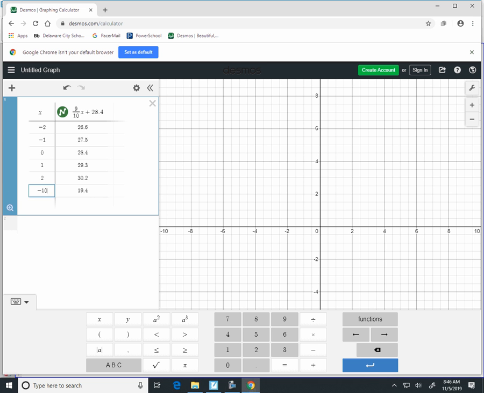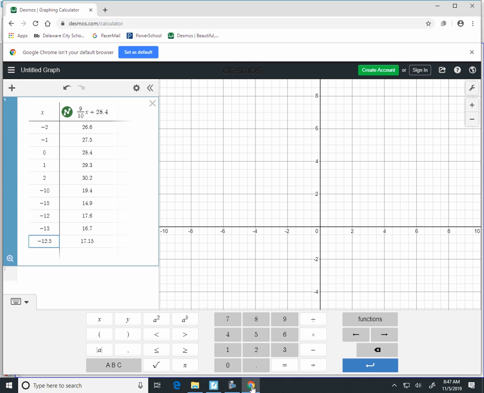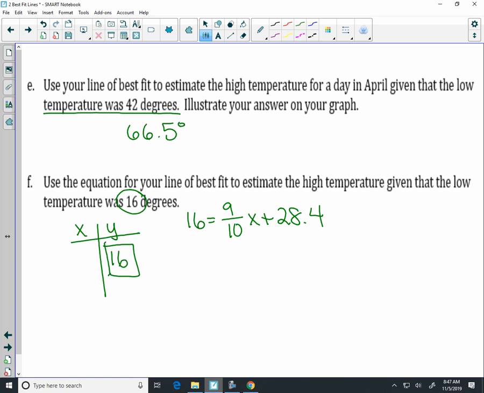I'm at 19. I'll try -15. I'm at 14, so I went too far. So I'm going to do -12. Not far enough. -13. So somewhere between -12 and -13. And that's fine. You can try, I don't know, -12.5 and see if we can get right on there. But between -12 and -13 is good for me.